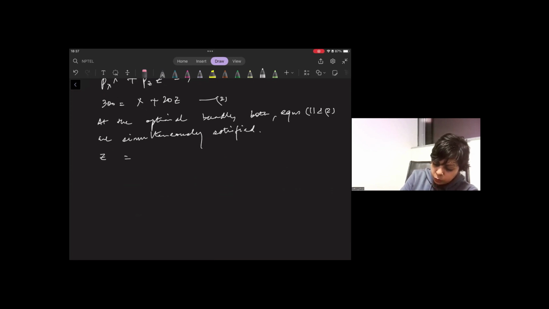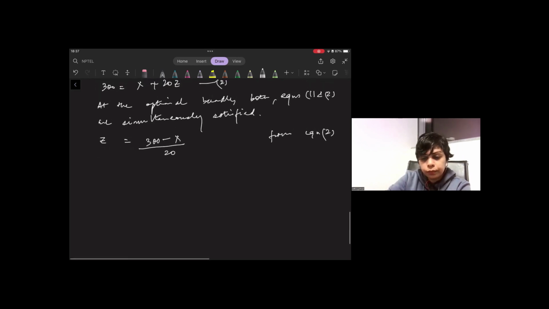So from equation 1, you can just write 300 minus x upon 20, from equation 2, sorry, not 1. Right, this is the value of z.